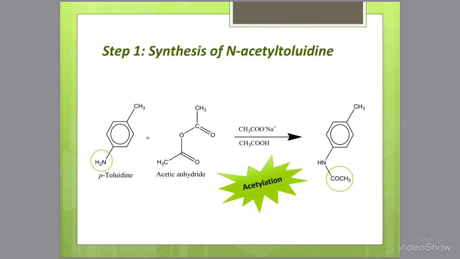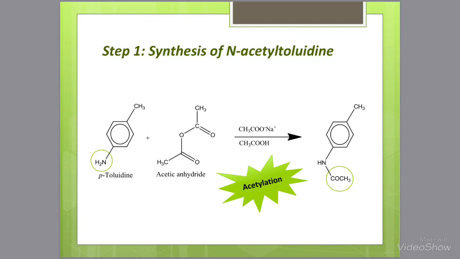Starting from step 1, which is the synthesis of N-acetyltoluidine. This step is called the acetylation step, where you are going to add an acetyl group. But for what? You will start with a compound called para-toluidine. Caution, para-toluidine is toxic by inhalation and upon contact with your skin. Another caution, it's also carcinogenic. So make sure to deal with it cautiously.